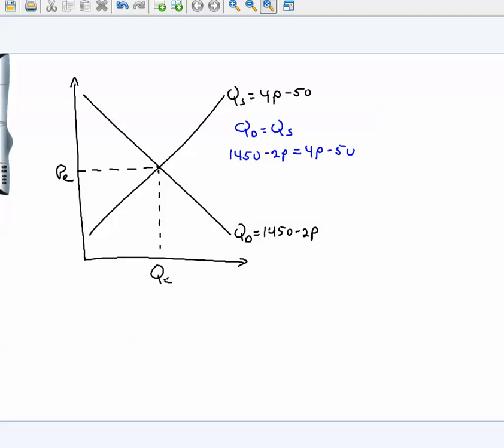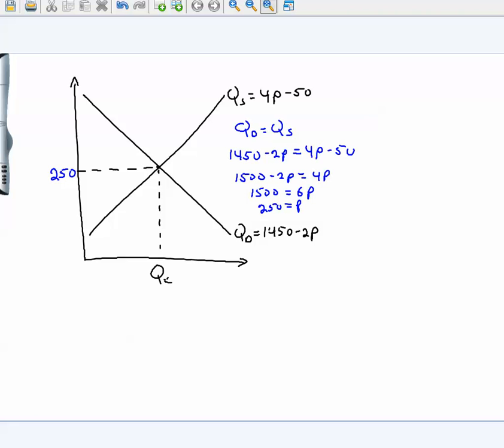I'm going to add 50 to both sides first, and that gives me 1500 minus 2p equals 4p. Now in this step I'm just going to add 2p to both sides, and I get 1500 equals 6p. And then if I divide both sides by 6, I get p is 250. So the equilibrium price is 250, so I'm going to erase this equilibrium price over here, and I'm going to write instead what it is, which is 250.